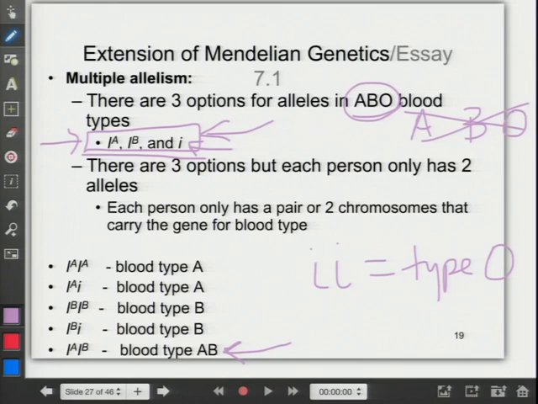You have both. Neither one masks the other one. So they have to be co-dominant to each other, right? Because they both show up. Remember, recessive means it doesn't show up in the phenotype. Both A and B show up in the phenotype. Right? Your blood type is AB.